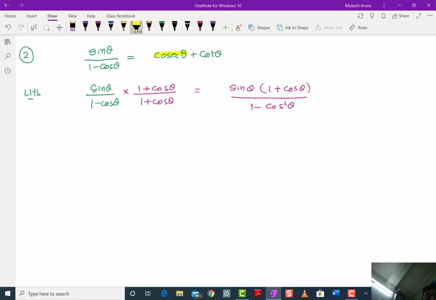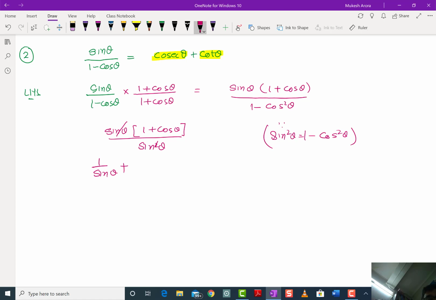If we see here, cosecant is 1 by sine and this is cot by sine. We need sine in the denominator. So we will write sine theta into 1 plus cos theta upon sine square theta, because sine square theta is equal to 1 minus cos square theta. This is an identity. This is cancelled. So 1 by sine theta plus cos theta by sine theta, which is equal to cosecant theta plus cot theta, is equal to RHS.